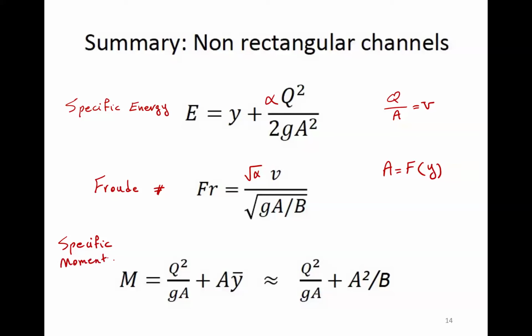And then we have the specific momentum, capital M, and it's going to be the equation we have at the bottom, with the correction of beta applied if needed. And we can simplify it with y bar being equal to A over B, or D, the hydraulic radius. This is through the fact that y bar can be averaged, or it can be approximated as the hydraulic radius, A over B, or D, for simplicity. Okay.